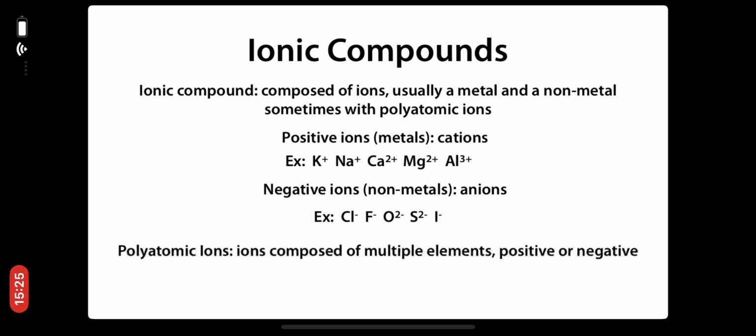Polyatomic ions are ions composed of multiple elements, which can be positively or negatively charged. Some examples include NO3-, SO4 2-, NH4+, CO3 2-, and MnO4-.